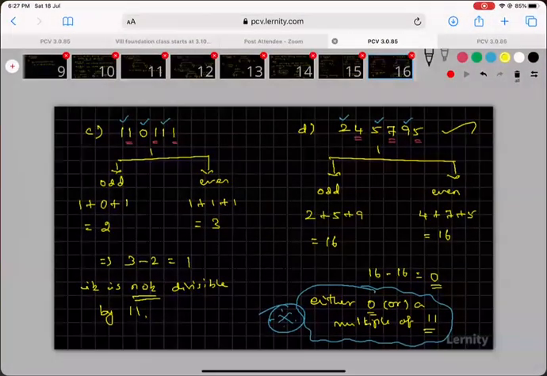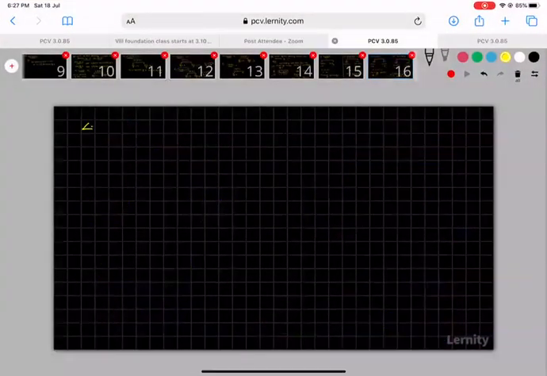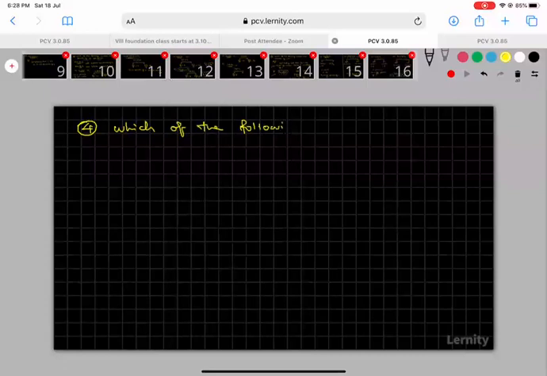So the next slide you see here, this is problem number 4. Which of the following numbers are divisible by 6 but not 12?